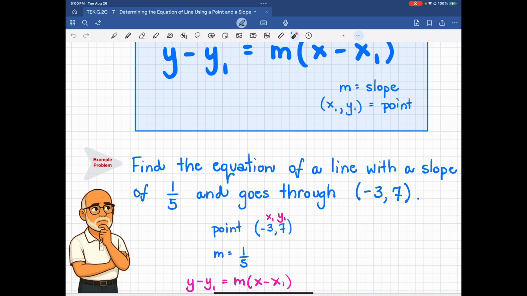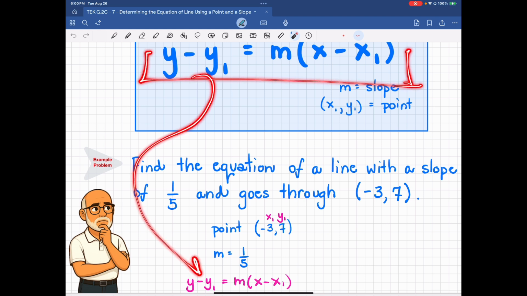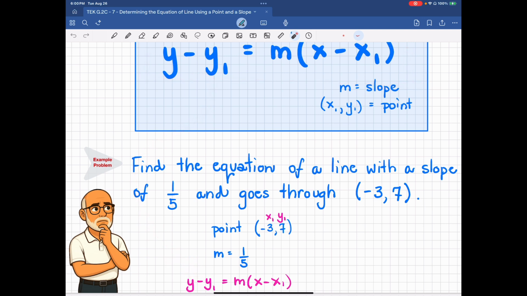So I'm going to grab my point-slope formula, which is up here that we just did. I'm going to grab that, bring that down here. I'm going to rewrite it just so I can remember it. The more times I write it, the more it sticks into my head. So I'm going to write my point-slope form down to be y minus y1 equals m times x minus x1.